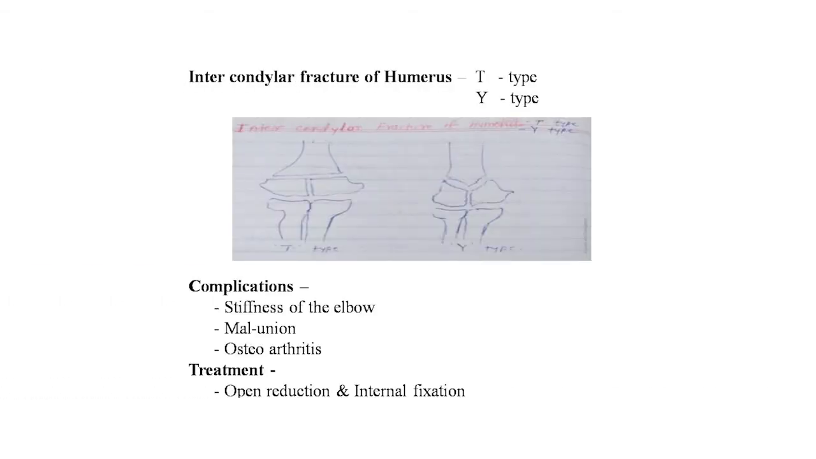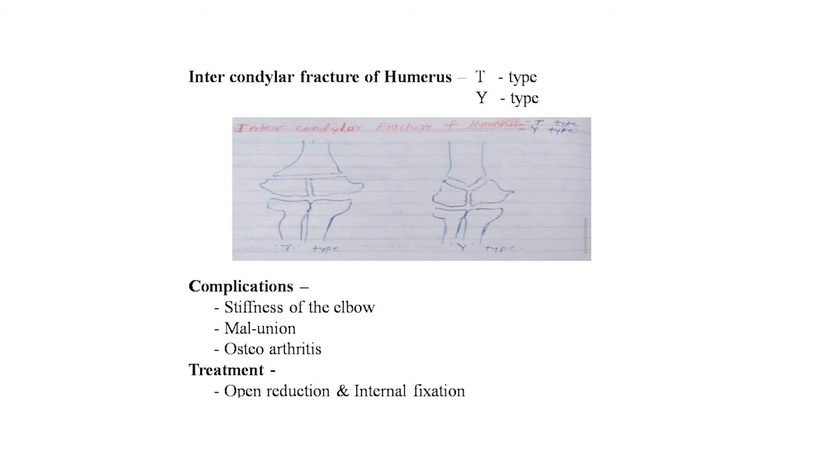Now the next point of this lecture is the intercondylar fracture of the humerus. There are two types, T type and Y type. The first image shows the T type fracture of the intercondylar fracture of the humerus, and the second image shows the Y type. Complications of these fractures are stiffness of the elbow, malunion and osteoarthritis. Treatment is open reduction and internal fixation.